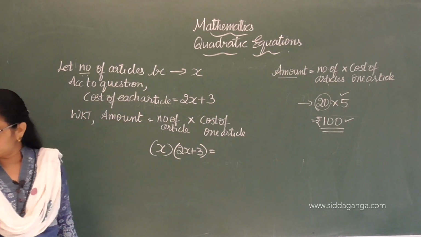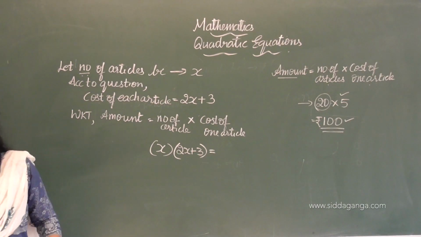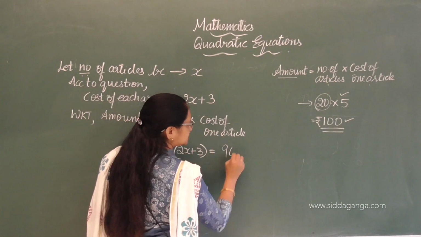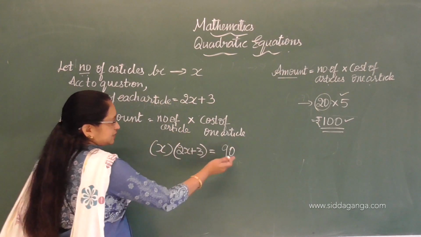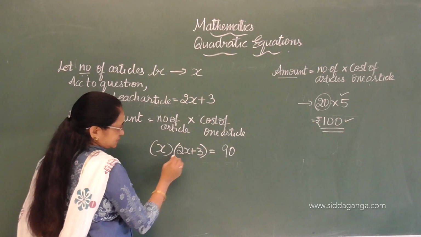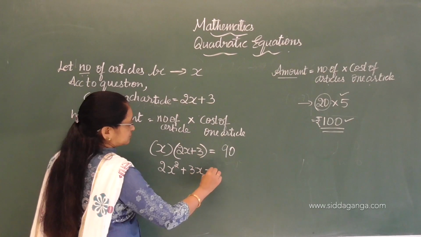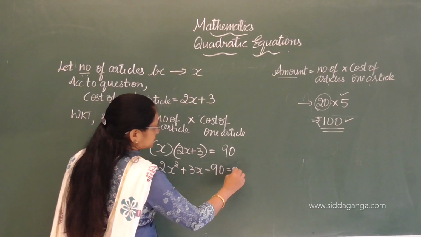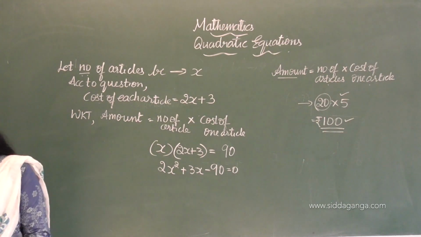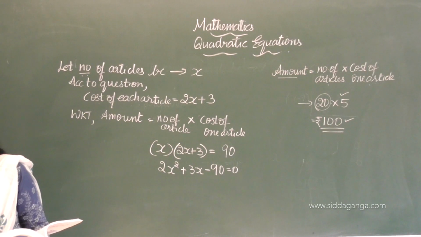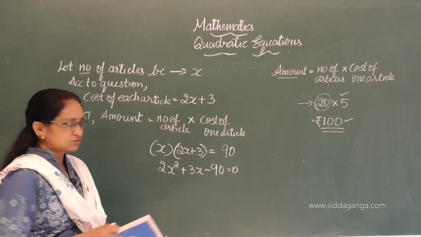What is the amount they have given? 90 rupees they have given. So rupees 90. Now you know how to do this. Once you write the equation, solving is easy. 2x square plus 3x minus 90 is equal to 0. Okay, we got a quadratic equation. Now let us try to solve this.